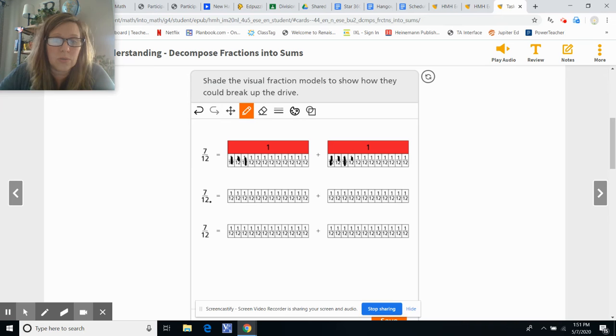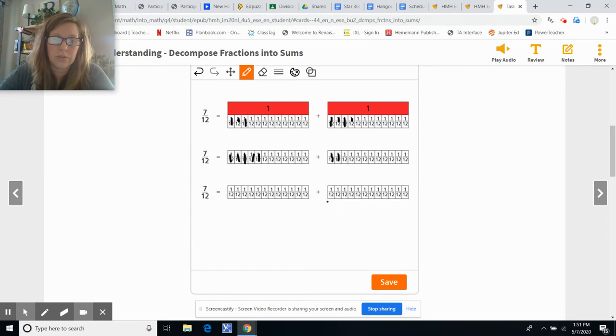Let's take a peek at another way we could break up 7/12. Well, another way we could do it is maybe we go 5/12 of the way. So let's color in 5 of these. If we go 5/12 of the way and then we stop, how many more do we need to go? Well, if you took 5 away from 7, that's going to leave us with 2. Okay, so 5/12 plus 2/12 equals 7/12.